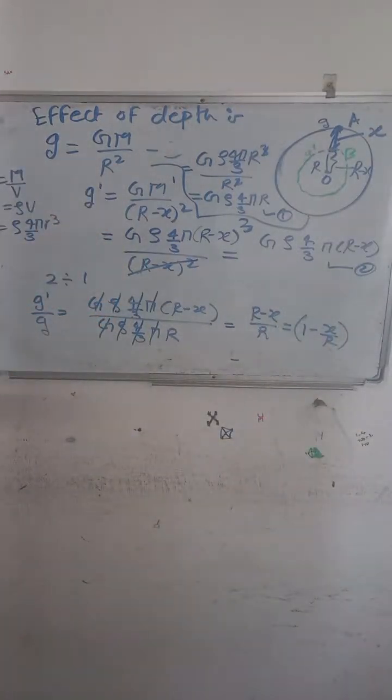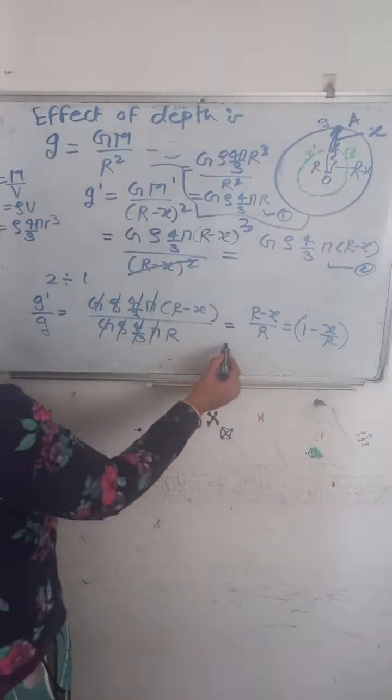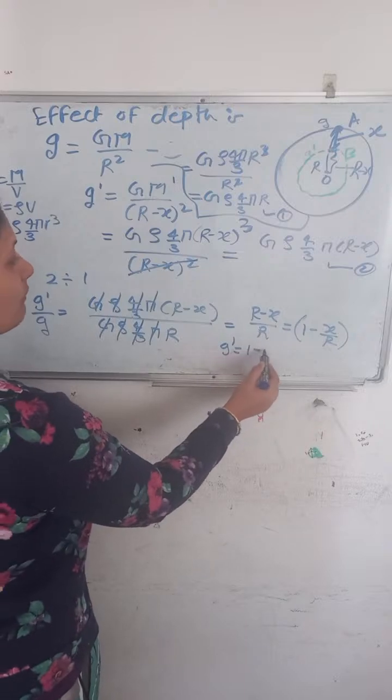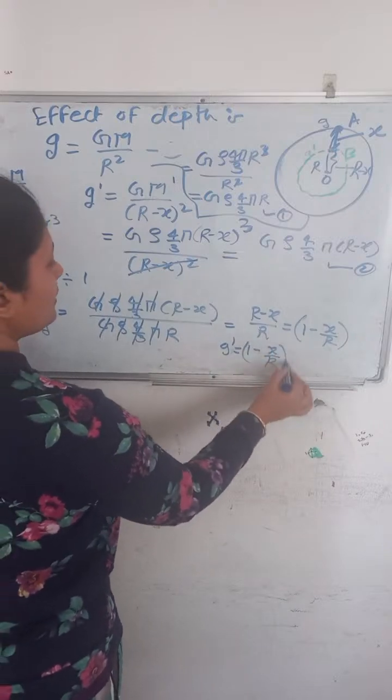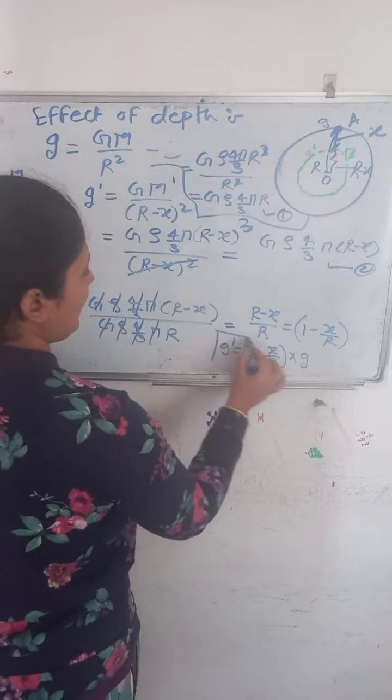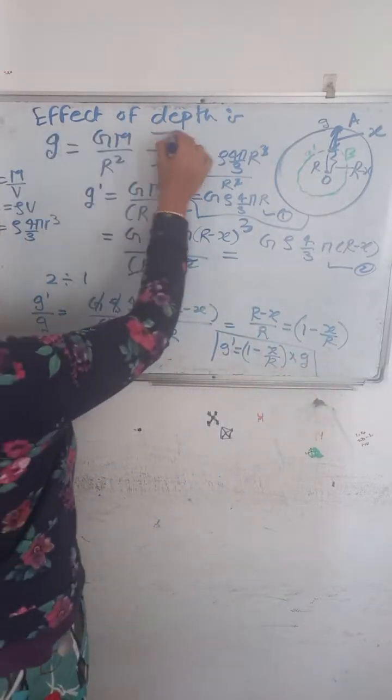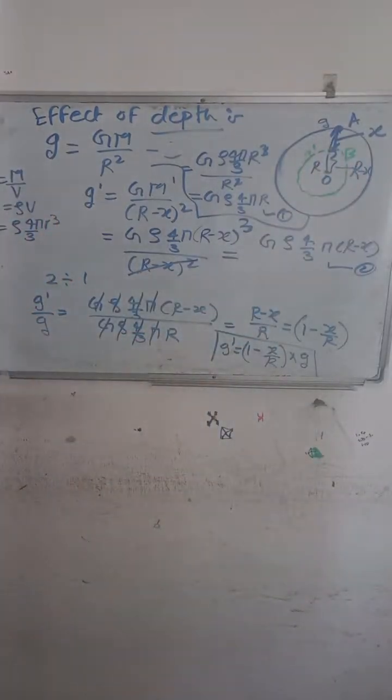So this is nothing but what? You will get the gravitation, or you can further simplify: g dash is equal to (1 minus x by R) into g. So this is the acceleration due to gravity at certain depth x from the surface to the point B, or from the center to point B. Okay. So this is the acceleration due to gravity when you bring the body to certain depth in the earth. Okay. So this is the effect we are getting.